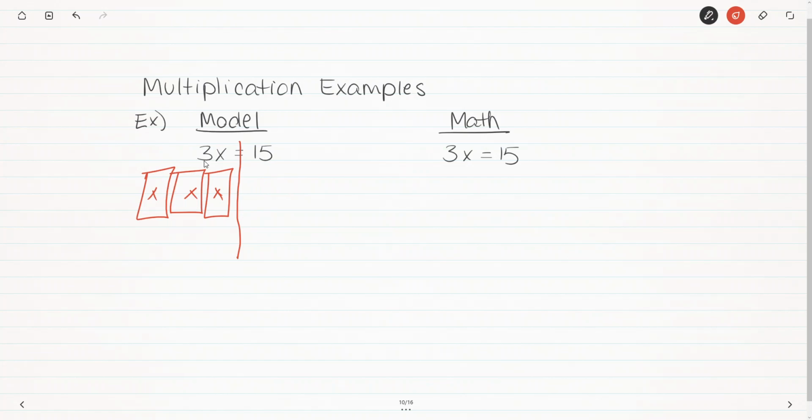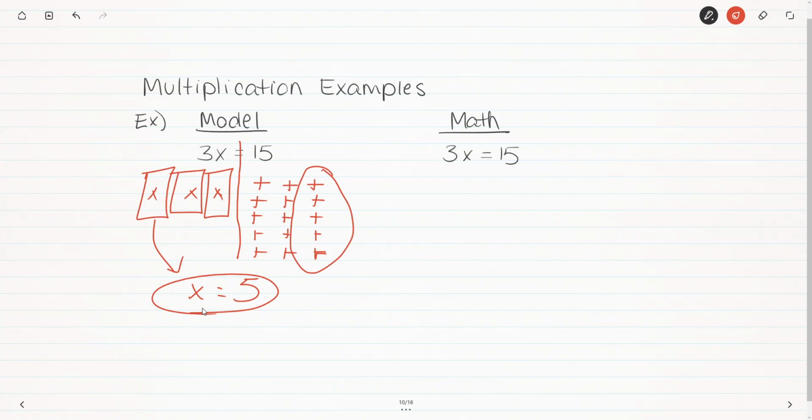And see how I have 3 x's here? I'm going to try to break these 15 into 3 groups. So there's 1, 2, 3, 4, 5, 6, 7, 8, 9, 10, 11, 12, 13, 14, 15. So there's all 15 plus signs. And funny enough, I said that we were breaking them into groups because I need to figure out what 1x is equal to. So 1x is equal to the amount that are in one group, which is equal to 5. So 1x is equal to 5.